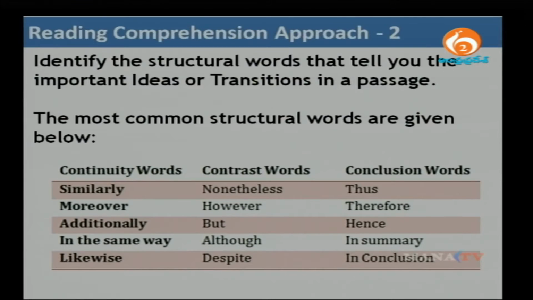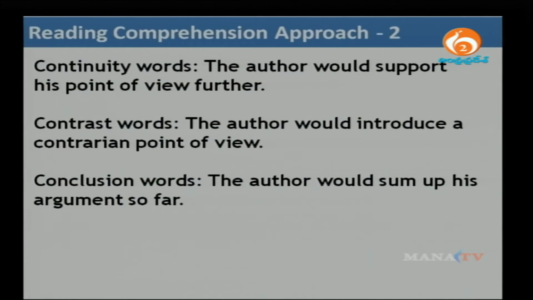So, let us look at the example again. Continuity words: similarly, moreover, additionally, in the same way, likewise. Contrast words: nonetheless, however, but, although, despite. Conclusion words: thus, therefore, hence, in summary, in conclusion. So, these are different kinds of words that are used, where you can identify what the author is trying to say. Okay. Now, approach number 3.